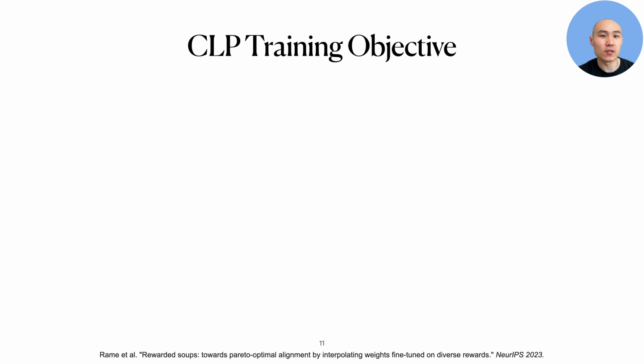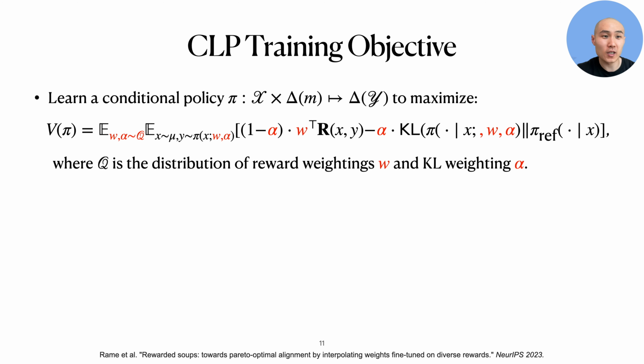Now that we know how to condition on the weightings, let's look at the training objective. There are two expectations. The outer expectation samples the weightings vector for both the reward and the KL. This can be viewed as sampling from a task distribution, where each weighted reward or KL is a separate task, and we're just doing multitask learning over the continuum of tasks indexed by these vectors.